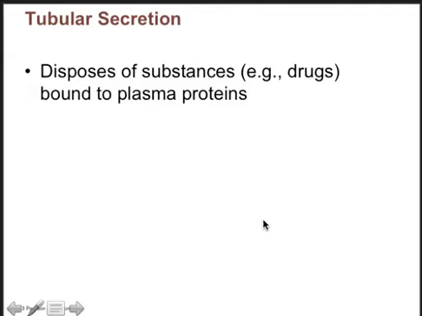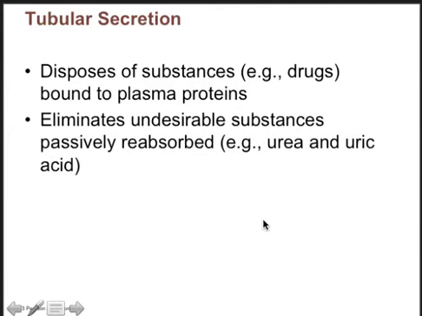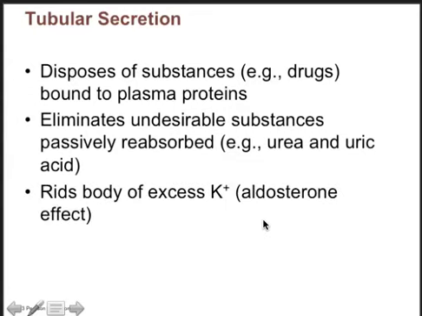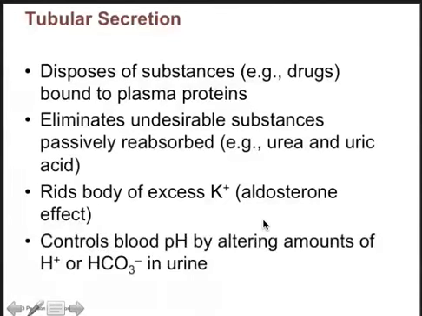Tubular secretion disposes of substances such as drugs that are bound to plasma proteins, and it eliminates undesirable substances that are passively reabsorbed, such as urea and uric acid. It also helps rid the body of excess potassium, and this is the aldosterone effect, while controlling blood pH by altering amounts of protons or bicarbonate in the urine.